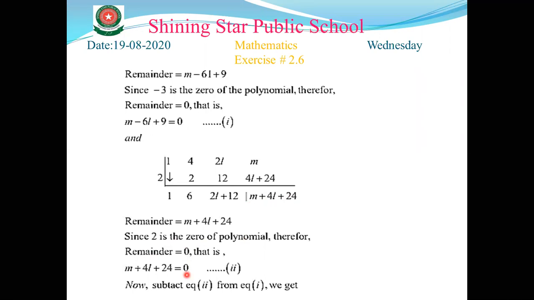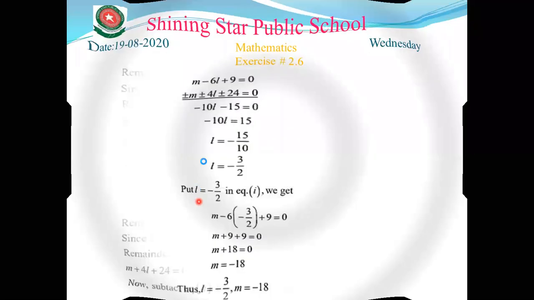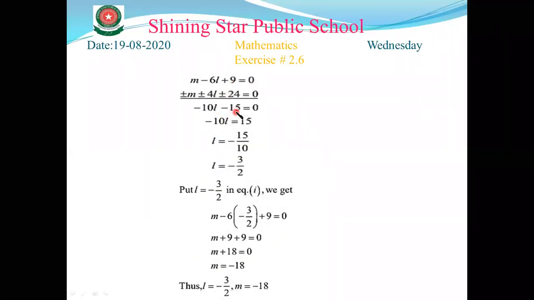Now we have equation number 1 and equation number 2. Simply we can say that if we subtract equation number 2 from equation number 1, m and m will be cancelled. Minus 6l minus 4l is minus 10l, and 9 minus 24 is minus 15. So we take minus 15 to the right hand side, it becomes plus 15. We divide by minus 10 on the right hand side, it will give you L equal to minus 3 over 2. Now we find the value of M.